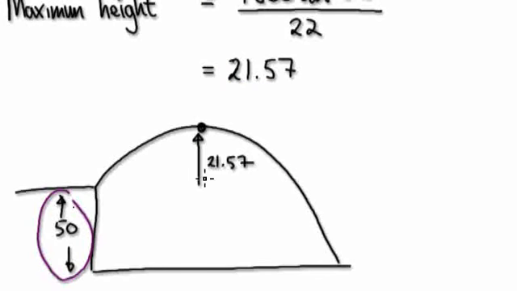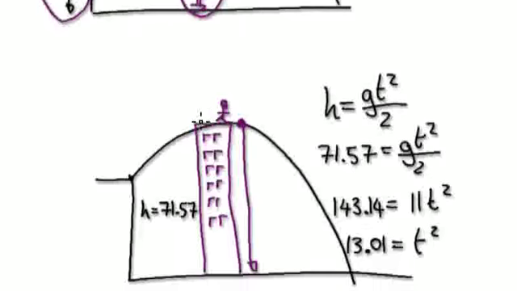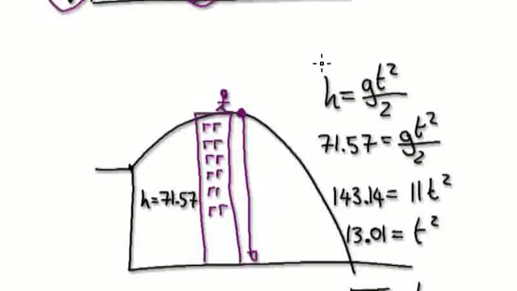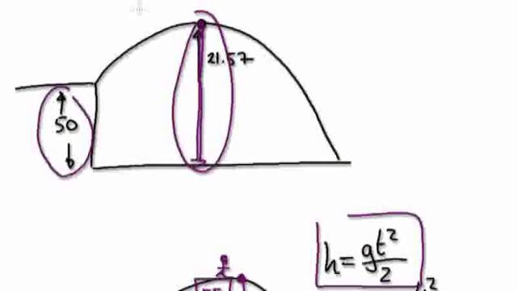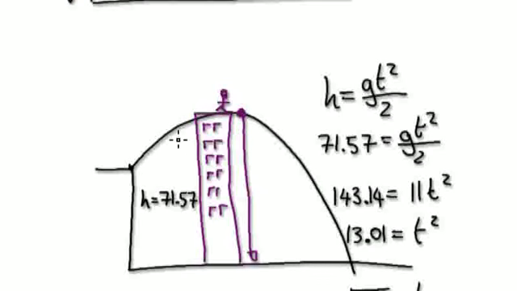Now we've got to add it to this. So we've got the maximum height, and then add it to this thing here. That will give us the overall height. We want to know the overall height so that we can use the free fall formula here. So the overall height is this thing added to this thing, so that will become 71.57. So this is the height of the building here.